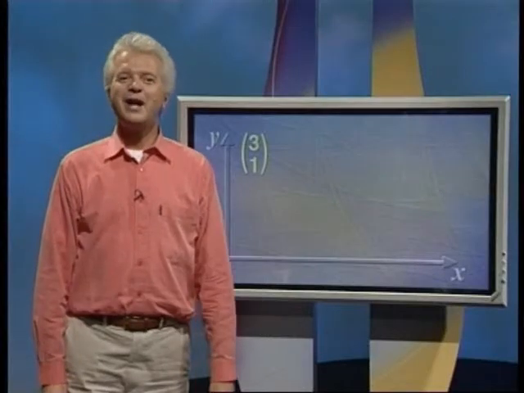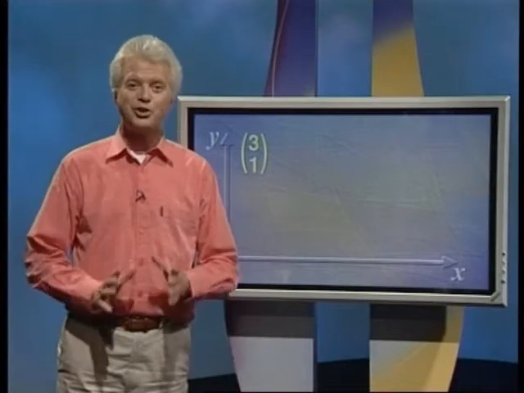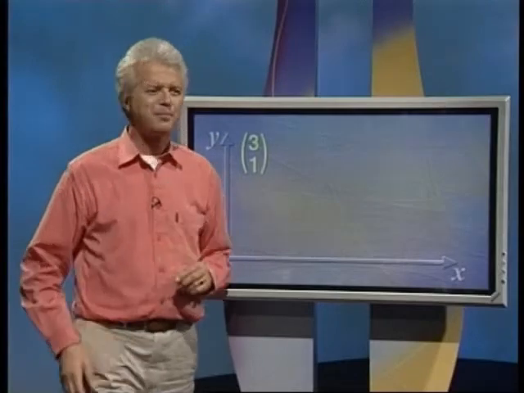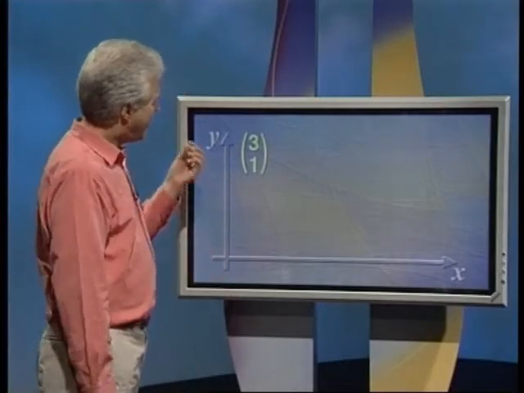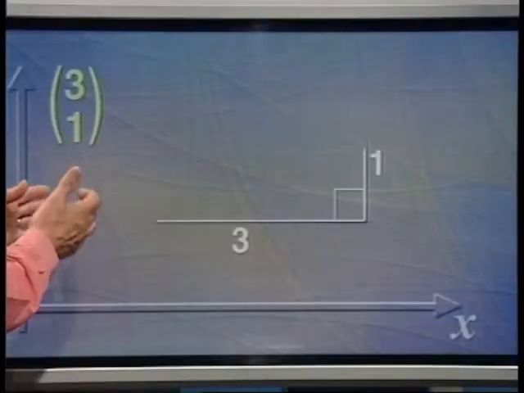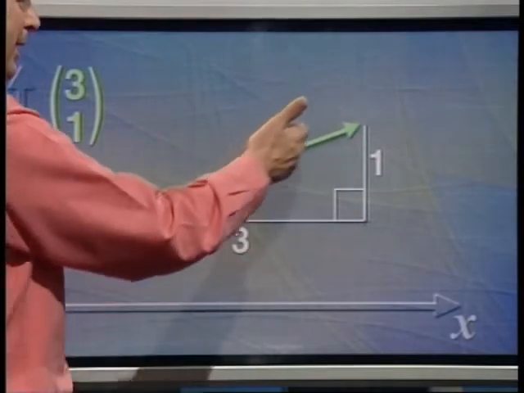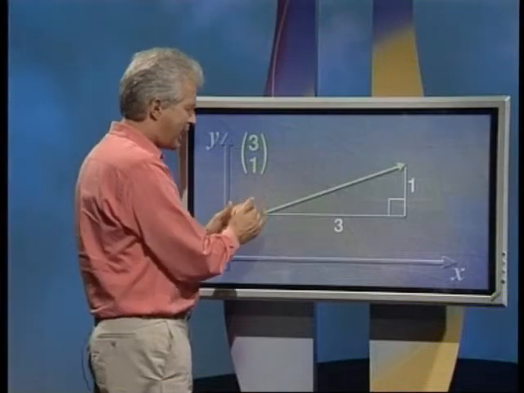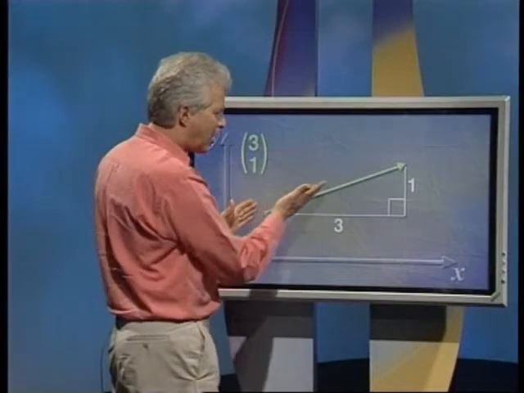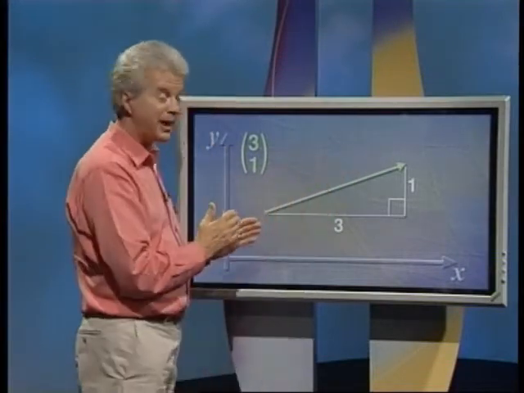Well, you may have heard vectors defined as quantities that have magnitude and direction. But what does that mean? Well, this vector (3, 1) is in fact 3 along in the positive x direction and 1 up. So it looks like this. So from tail to head, you're going 3 along and 1 up. That's why the arrow is in that direction.